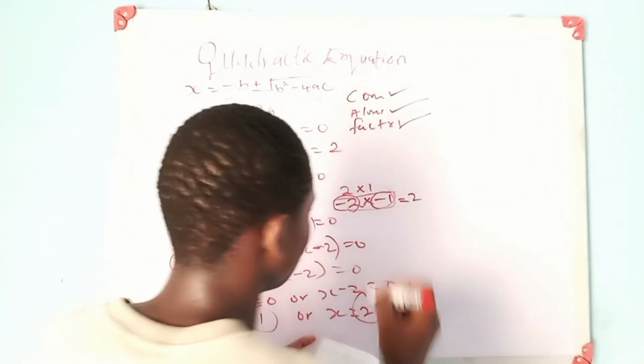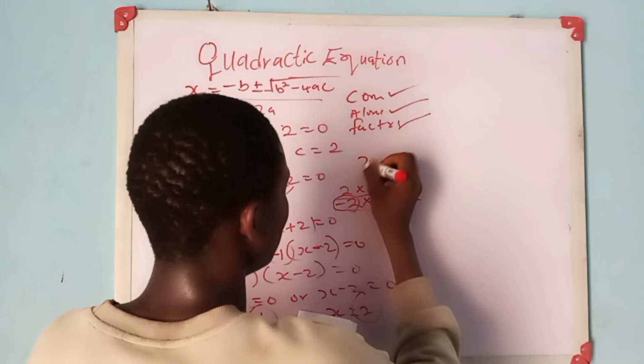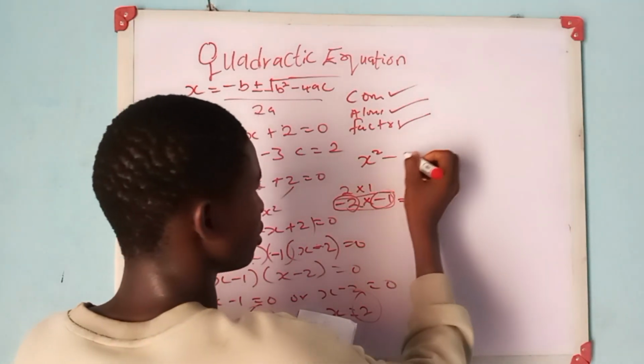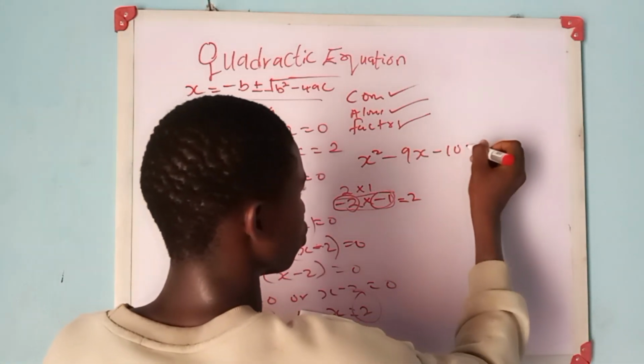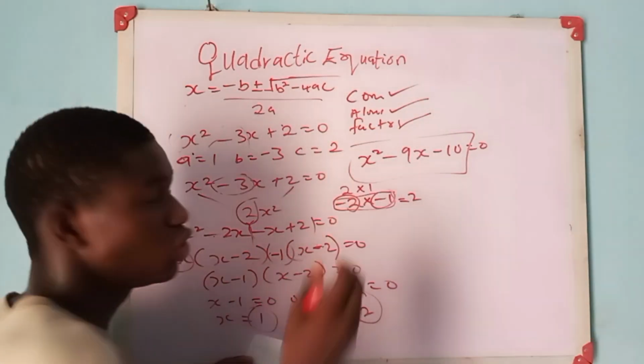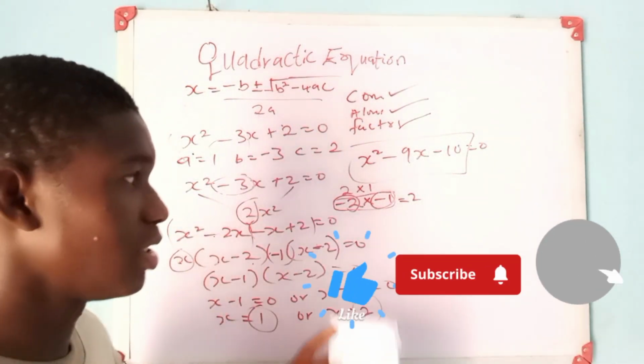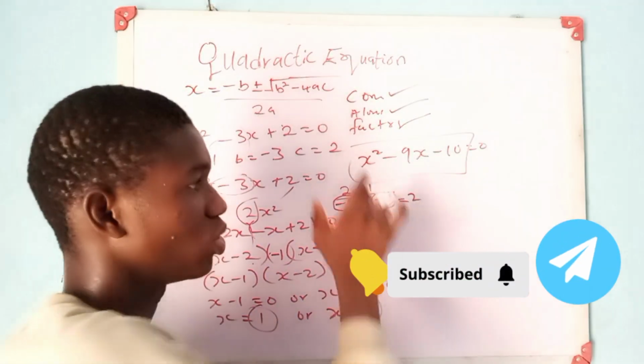So I'm going to be giving you a question now to solve for me. And this is your question. You're going to solve x squared minus 9x minus 10 is equal to what? 0. So now for me to be sure that you have understood everything that I've explained, you're going to be what? Answering this question for me.